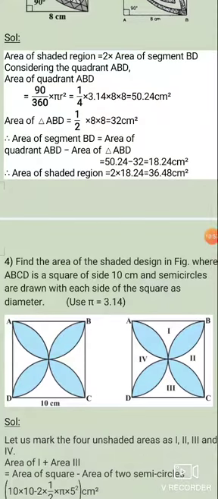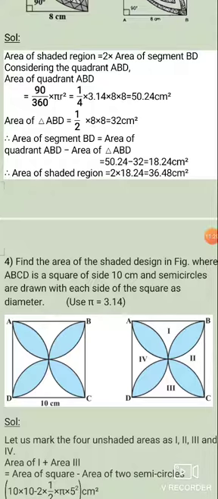Find the area of the shaded region in this figure, where ABCD is a square of side 10 centimeter and the semicircles are drawn with each side of the square as diameter. We know how to draw this one. That is a very good figure. Okay, so we need to find out the area of the shaded portion. So first we divide that into 4 different regions. Let us mark those regions as 1, 2, 3, 4.